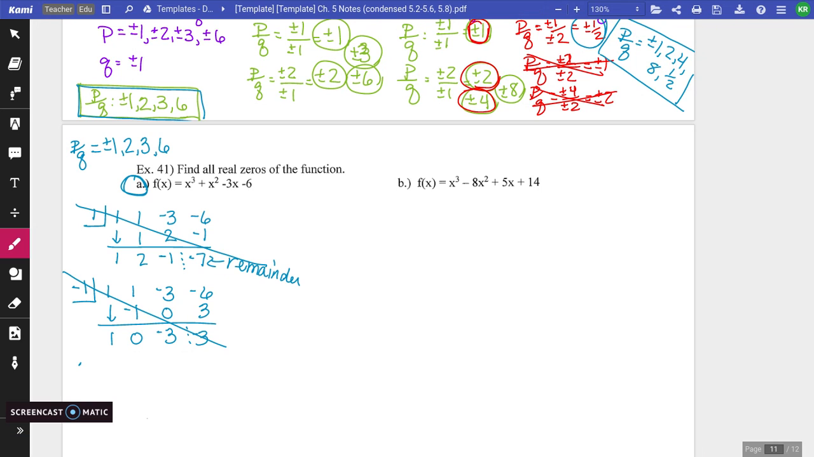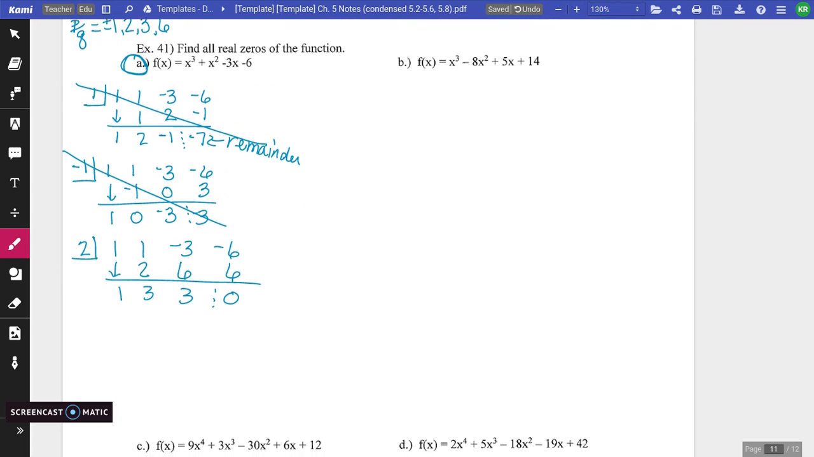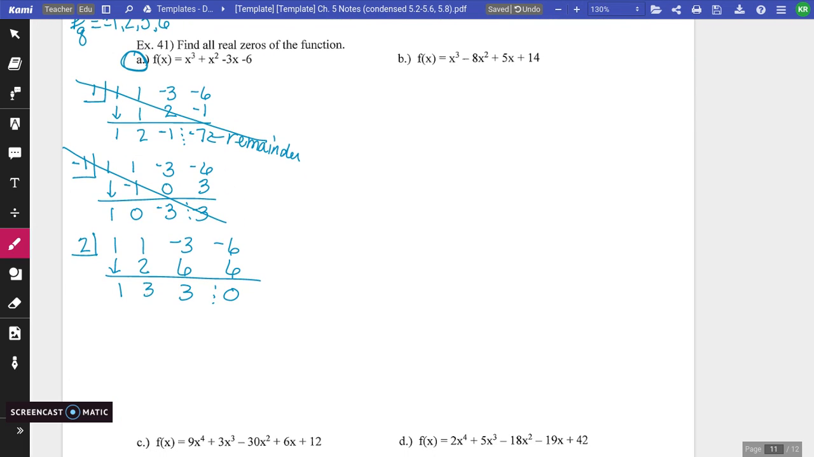I'm going to try +2 next, and we'll see what happens. Again, you don't have to go in order. That's just how I happened to pick to do it today. So 1 comes down. We're going to multiply, add, multiply, add, multiply, add. Now I like this one. 2 worked. We got that remainder of 0, so that means I found one of the zeros, or one of the solutions.